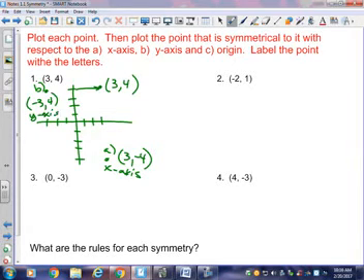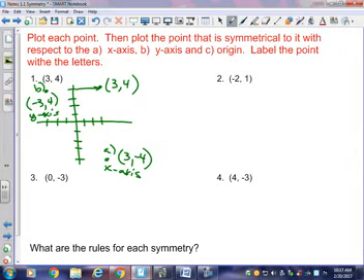Now go back and look at the original problem. It was 3, 4. What changed? The x changed and made it the opposite, right? Well, when I did the x-axis, the y changed. All right, now let's do origin symmetry.